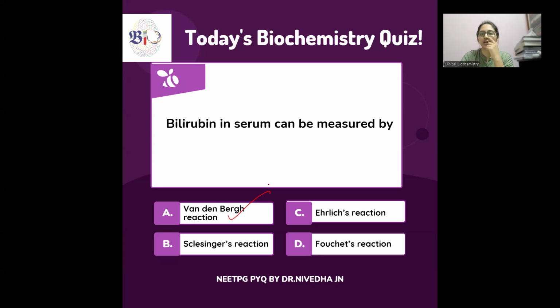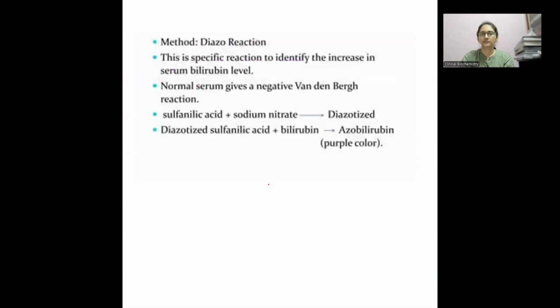Yes, so in higher-end setups you will use it to quantitate the bilirubin levels, but if you want to know qualitatively also, the Van den Bergh reaction is the basis, right? So let's see, what is this Van den Bergh reaction? That's a diazo reaction. Here, the reagent is going to be diazotized sulfanilic acid. Diazotized sulfanilic acid is the reagent.